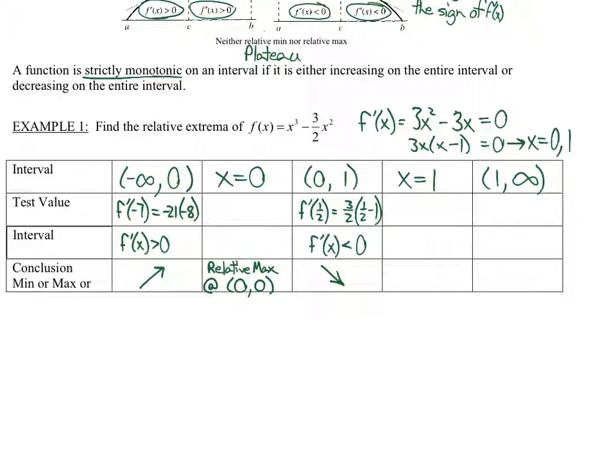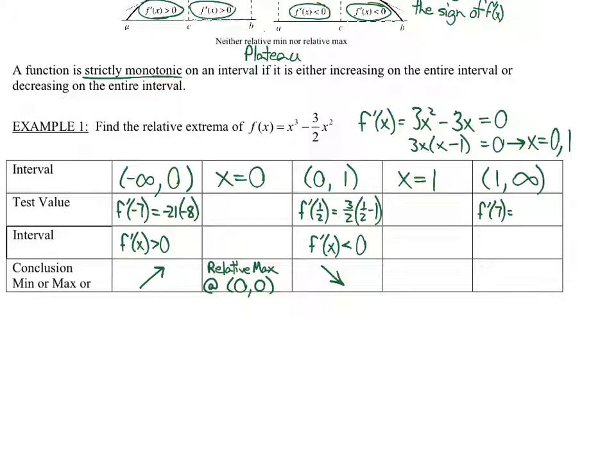Technically you could do that, but it's not as possible. All right, so then what would we plug in for the last interval? What do you want to use? 7. 7, okay, so f prime of 7.